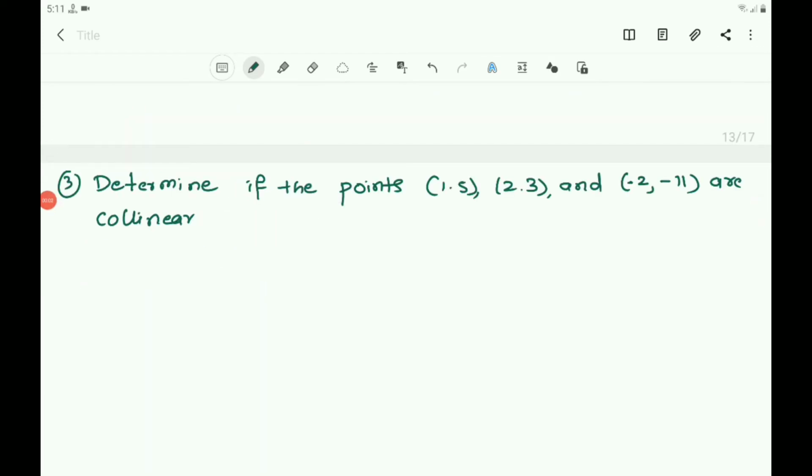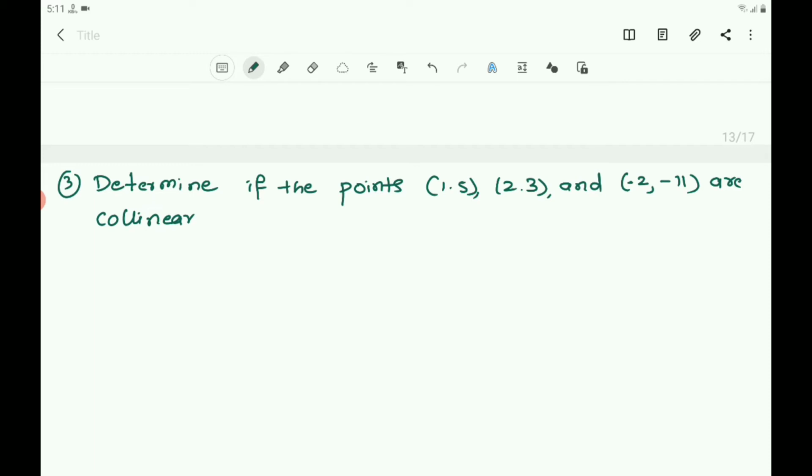Third question. Determine if the points 1, 5, 2, 3 and minus 2, minus 11 are collinear. You know what we mean by collinear? If the points lie on a straight line.